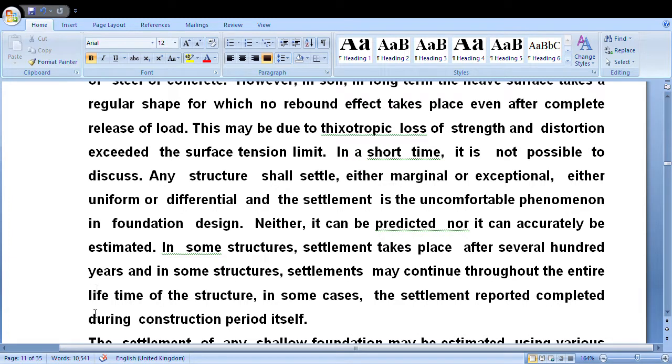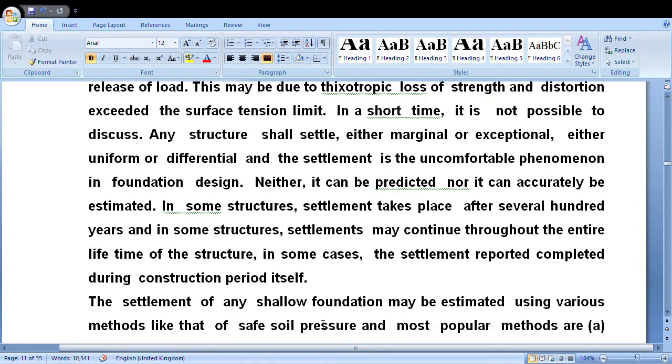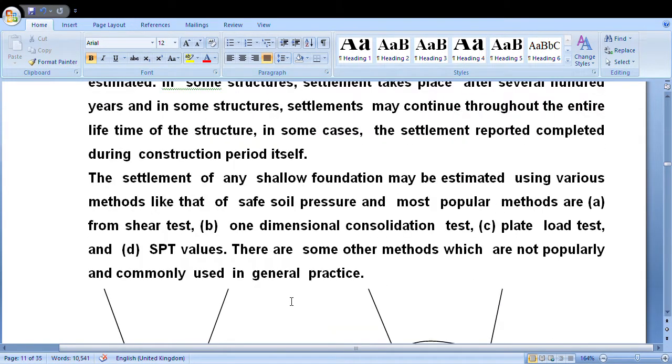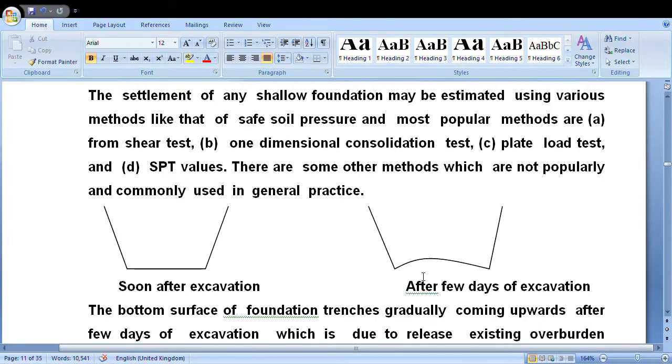The settlement behavior depends upon the loading pattern of the structure and the soil formation and its behavior. See, here you see the settlement of shallow foundations may be estimated using various methods, and the most popular methods are from shear test, one-dimensional consolidation test, plate load test, SPT values, and there are some other methods which are not popularly and commonly used in general practice.